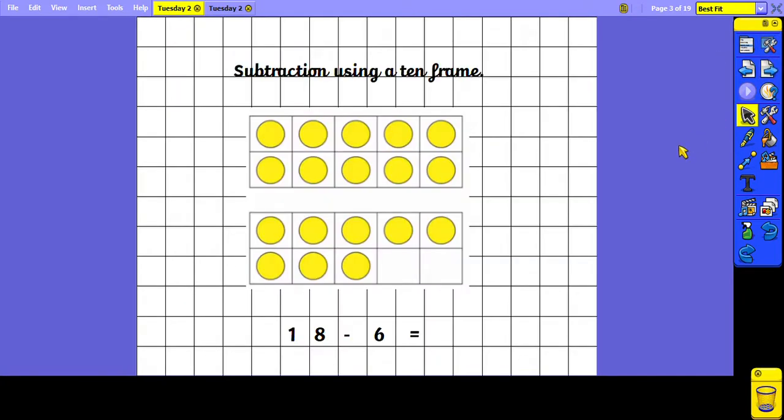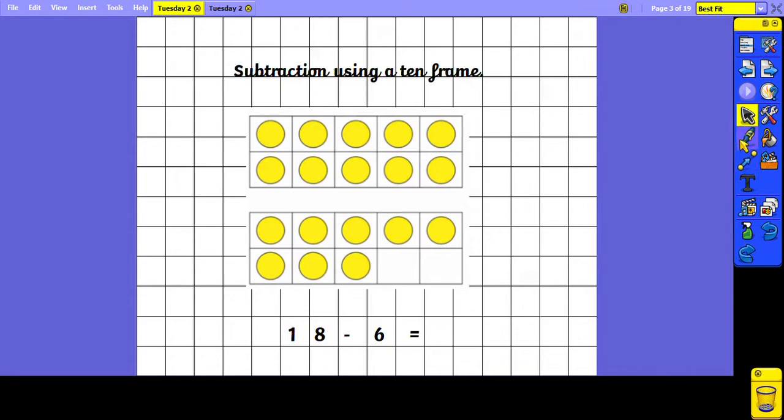We're now going to do some subtraction using a 10 frame. And the first subtraction problem we're solving is 18 take away 6. So we have a look at the 10 frames. We've got a complete 10 frame here of 10, and then we have got 8 in the second one. So altogether, we have got 18 counters.